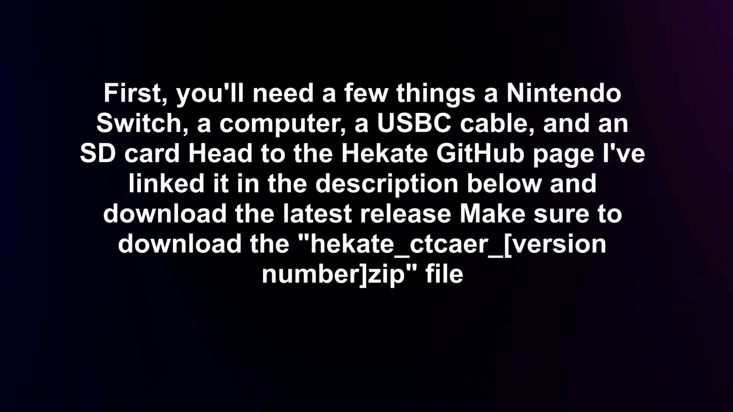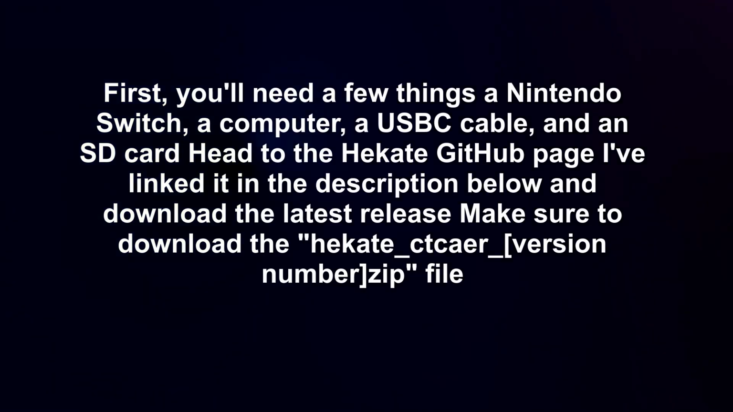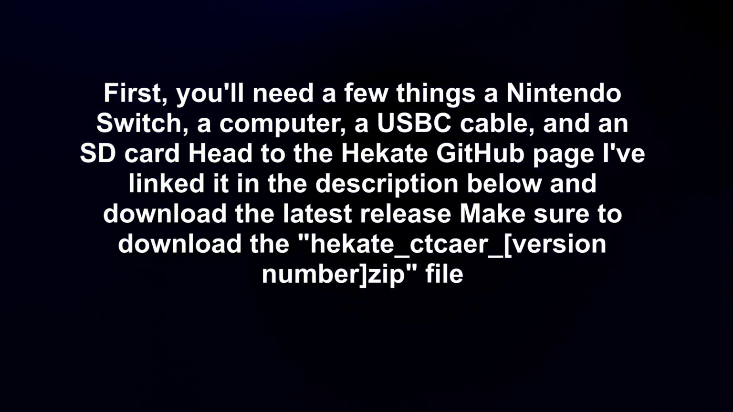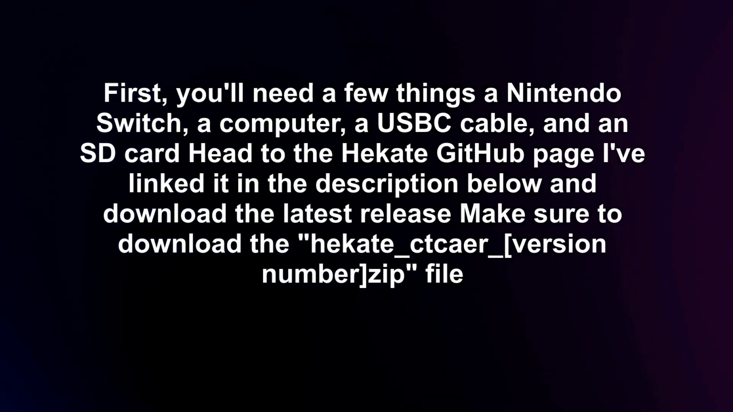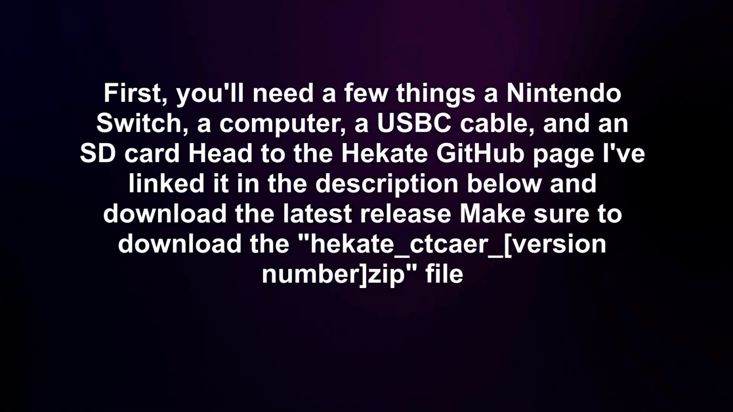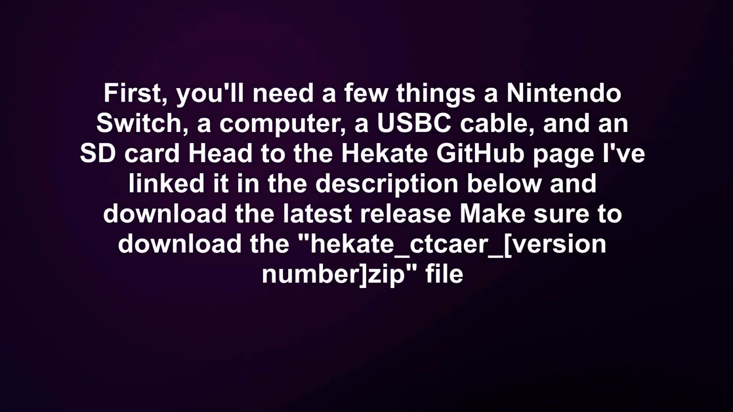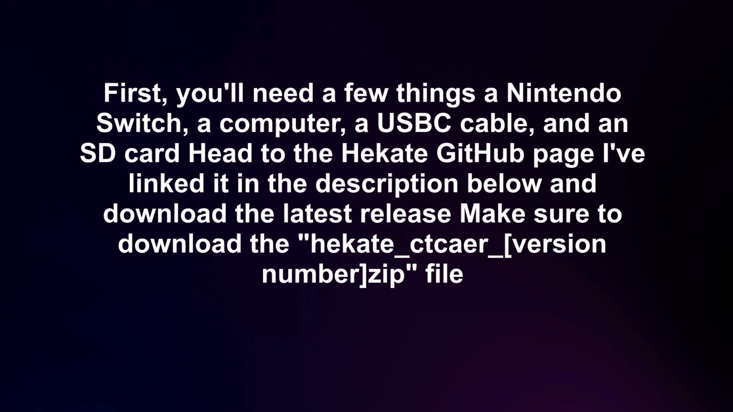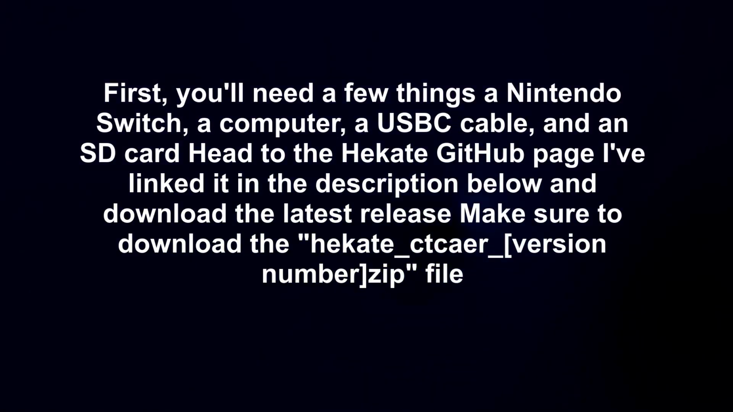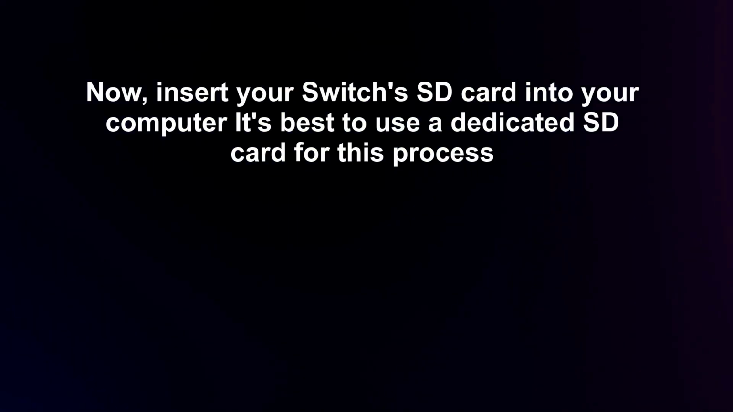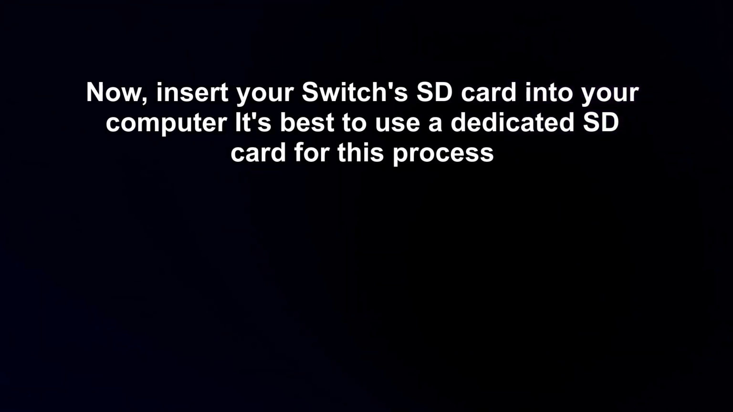Let's get started. First, you'll need a few things: a Nintendo Switch, a computer, a USB-C cable, and an SD card. Head to the Hekate GitHub page, I've linked it in the description below, and download the latest release. Make sure to download the Hekate_ctcaer_version number zip file.